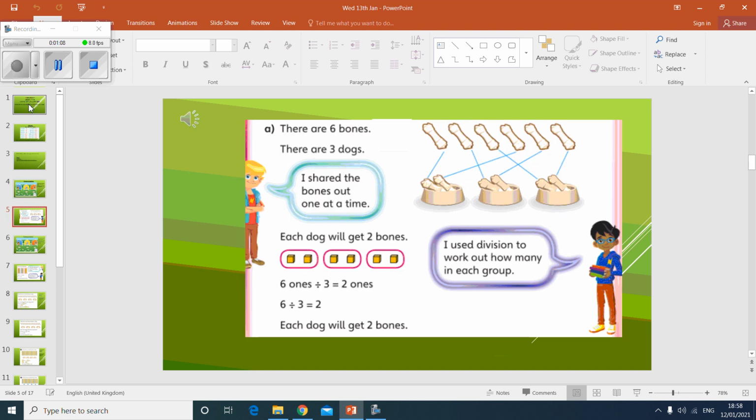So here's the answer to the question. There were 6 bones, there were 3 dogs, and we shared them out. And we can see that they've been grouped into groups of 2 bones. So 6 ones shared by 3 is 2 ones. 6 divided by 3 equals 2. So each dog will get 2 bones.